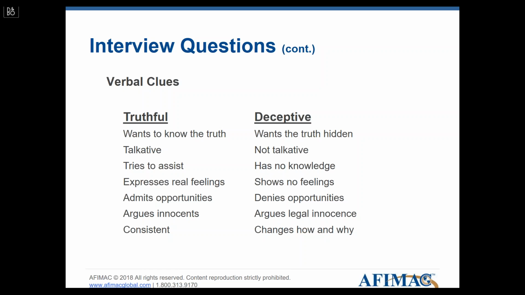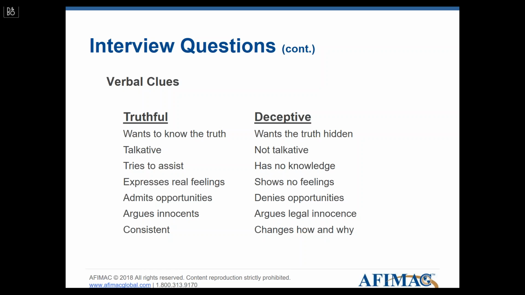Deceptive person wants to hide the truth. Truthful people tend to be talkative. Okay, you're not getting yep, nope, yep, nope. Deceptive can be non-talkative. I don't want you to be fooled though. Some deceptive people will just talk a mile a minute. That could also be a warning sign.